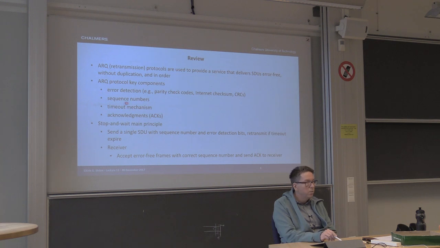We also need sequence numbers, basically to keep track of the service data units, so we are delivering them in order and also without duplications. We need some type of timeout mechanism at the transmitter so that we automatically retransmit frames that we don't receive acknowledgements of, because the frames might get lost, and the acknowledgements might also get lost. And the acknowledgements are also an integral part of this, and that's a way for the receiver to inform the transmitter that it's actually received a service data unit.